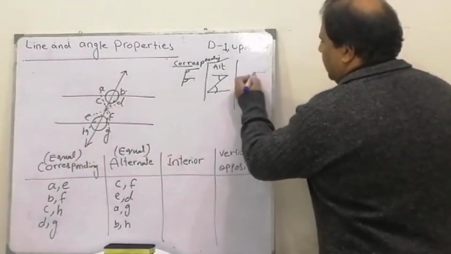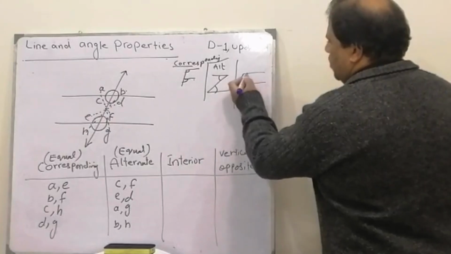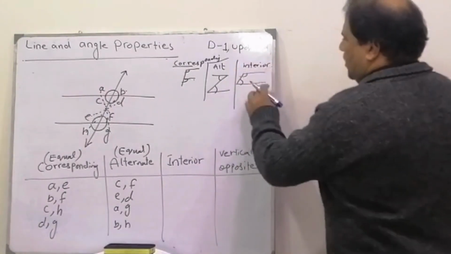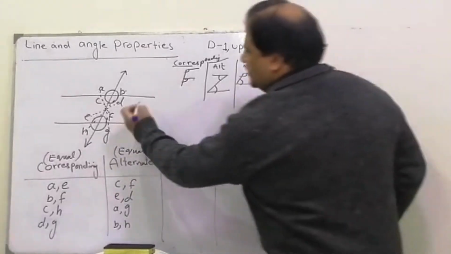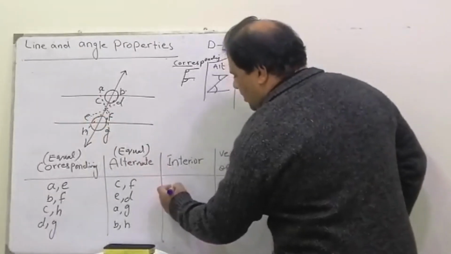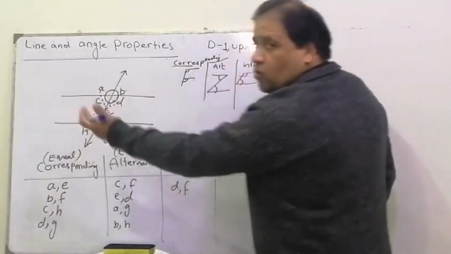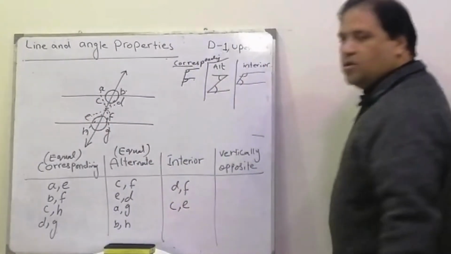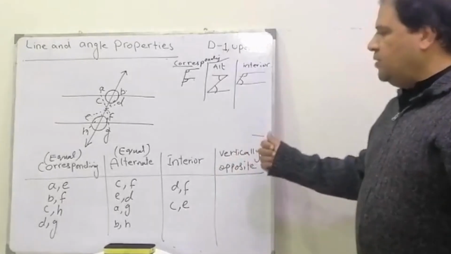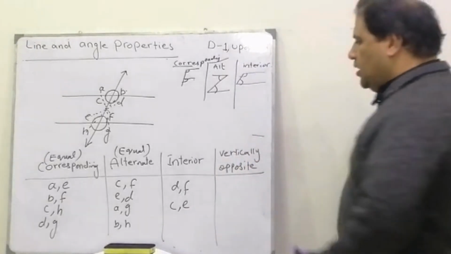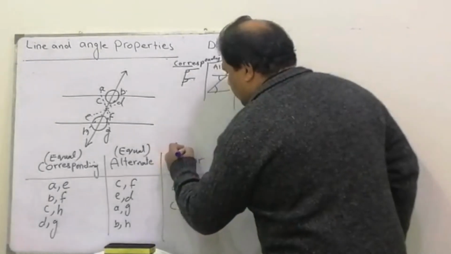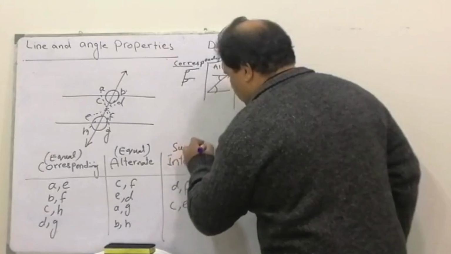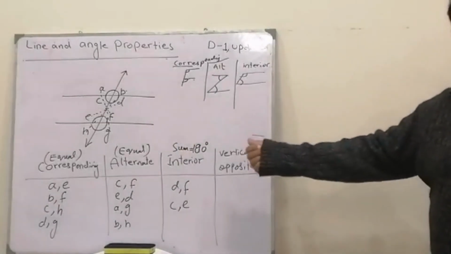I will give you an example like C. This C and this angle are interior angles. So if this is C, this is D and F. And if we move to the opposite side, then this is C and E. They are interior angles, and when we say that two angles are interior, it means that their sum is 180 degrees.